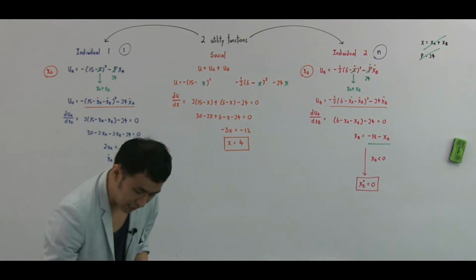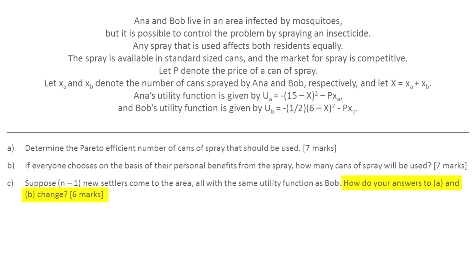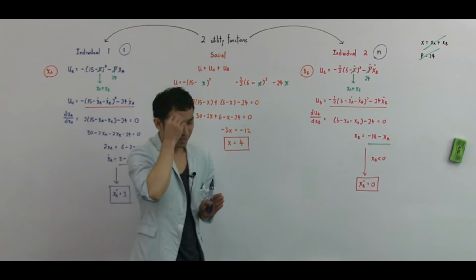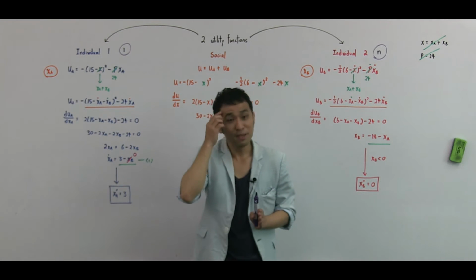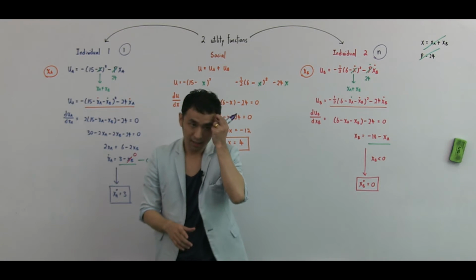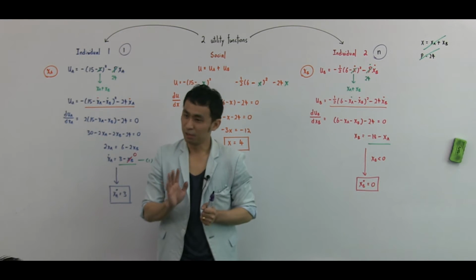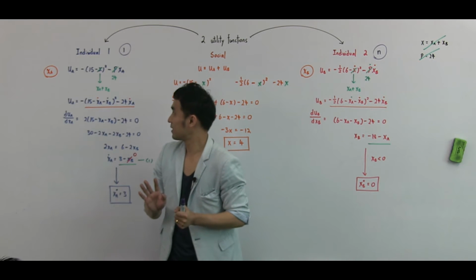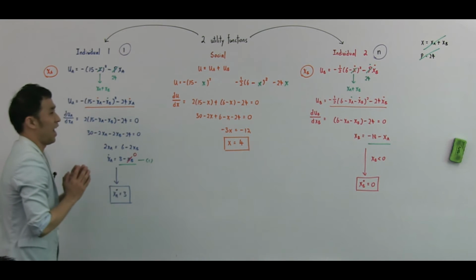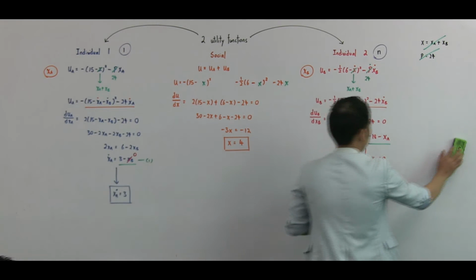Okay, so now they ask, how do your answers in part A and B change? A bit disgusting, huh? Okay, let's do part B, individual one, first. Okay, I know it's going to be disgusting, but try your best. Try your best.